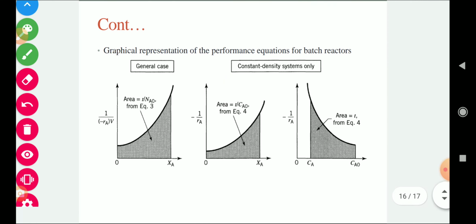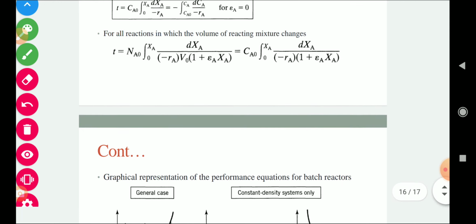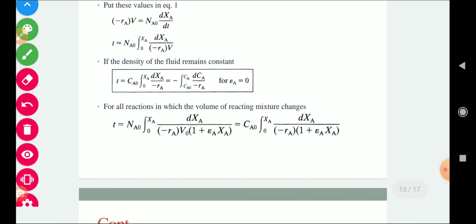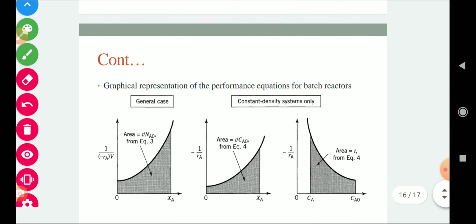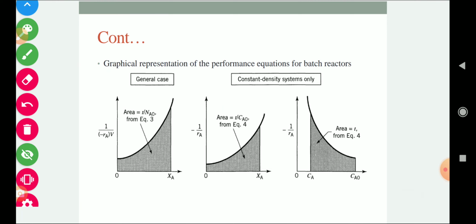This is a graphical representation of the above equations. This equation is for the constant density process, this equation for variable density systems, and if we graphically represent these equations, this is the graphical representation for the general case and for the constant density system. This is the rate versus conversion graph, and this one is the rate versus concentration graph.